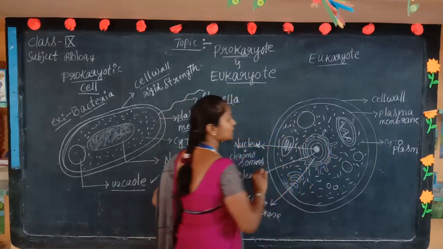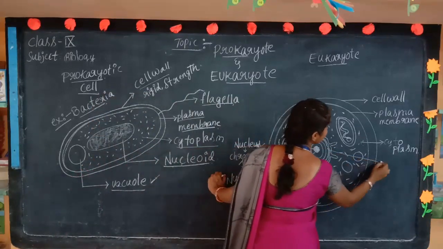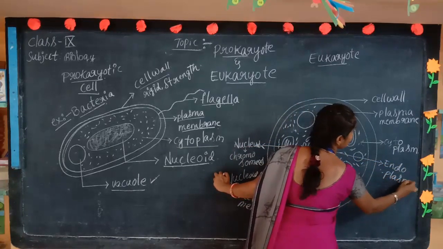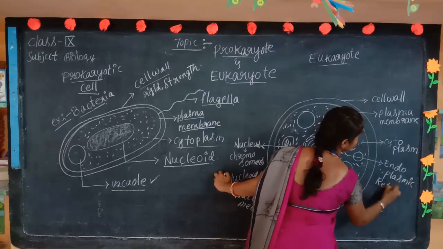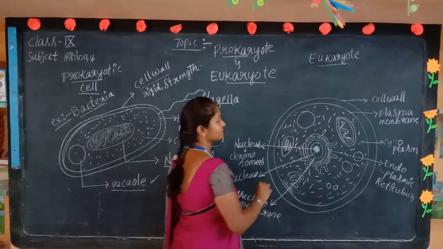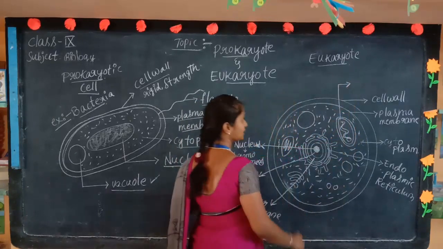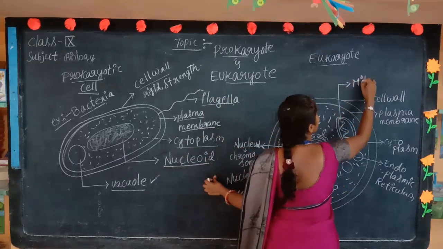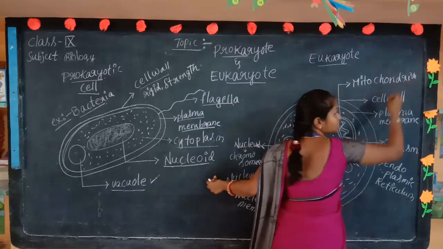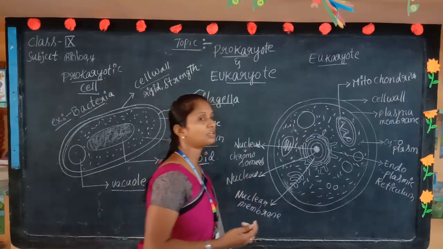Next, around the nuclear membrane, the endoplasmic reticulum will be present. That is one type of cell organelle. The endoplasmic reticulum will be present around the nuclear membrane of the nucleus. Next, in the cytoplasm, there is another important cell organelle, the mitochondria. This mitochondria produces ATP molecules, and with the help of the ATP molecules only, we get energy.